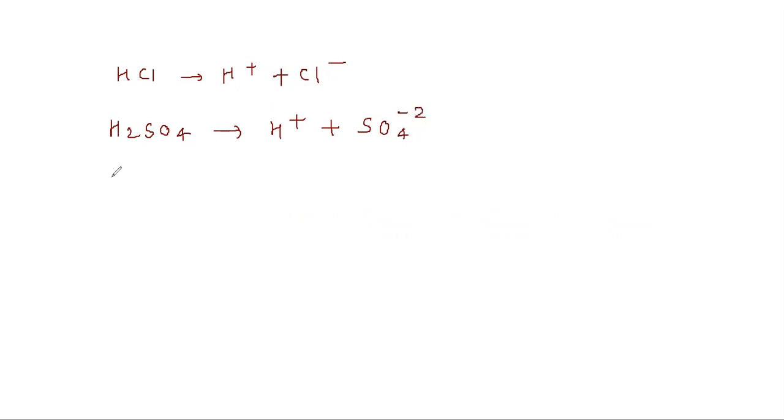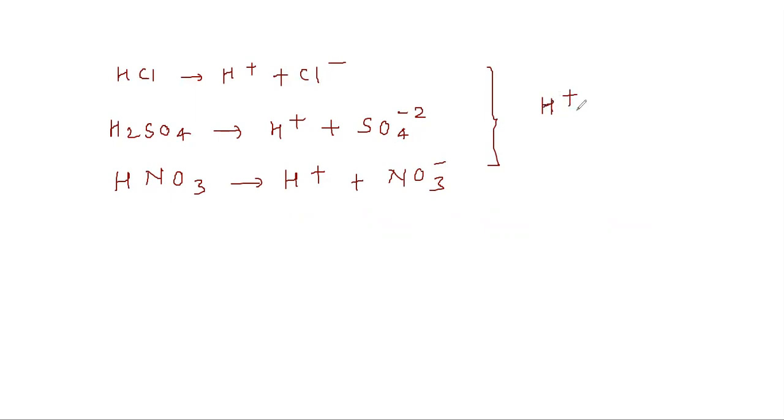What do all acids and all bases have in common? So HCl, if we dissolve it in water, we will get H plus Cl minus. Now take H2SO4. So when dissolved in water, it will give H plus SO4 double minus. Take HNO3. So when dissolved in water, it gives H plus NO3 minus. It means all acids have H plus ions.